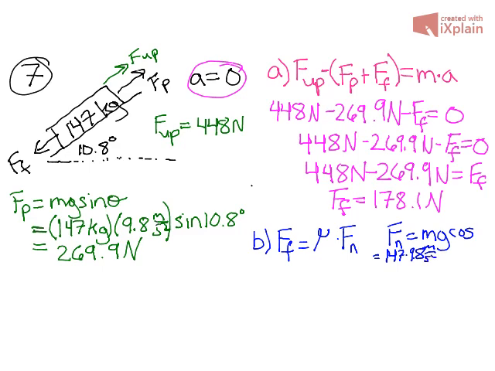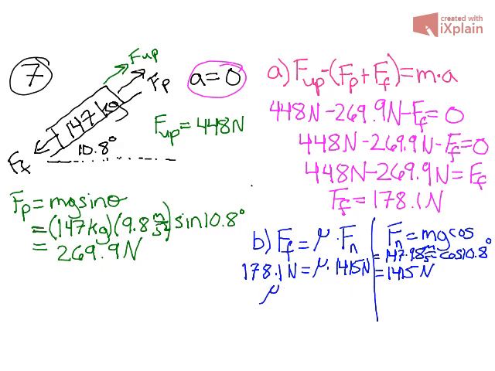We're going to plug in all of those values: 147 kilograms times 9.8 meters per second squared times cosine of 10.8. I apologize, that's so messy. But once we distribute this through, this is the answer that you will get. So we're going to plug in our force of friction from part A, and then also plug in the normal force that we just calculated, 1,415 newtons. And then we'll just solve for our mu to be 0.126.